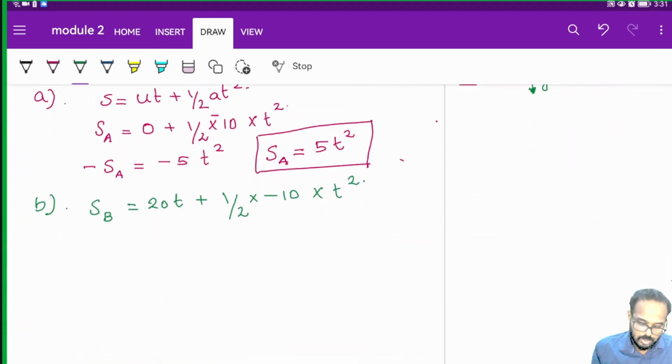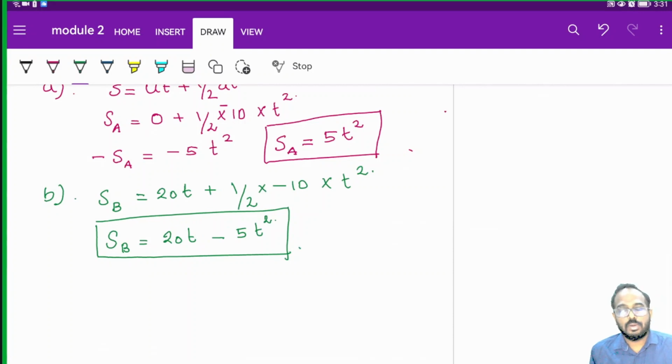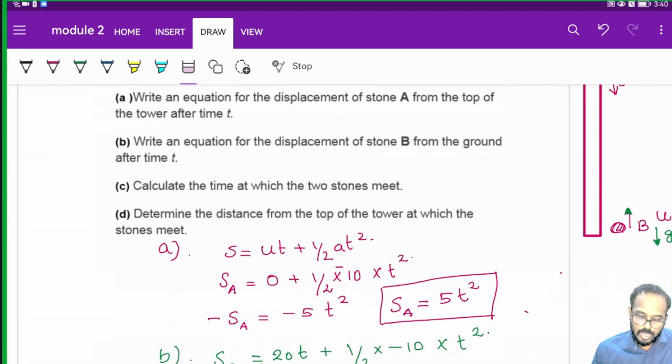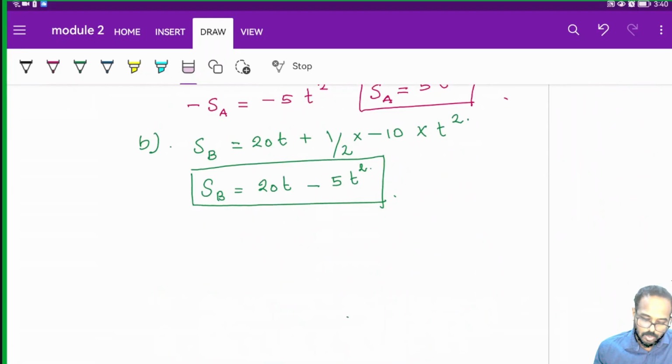So what is the equation? The equation of SB will be equal to 20t minus 5t square. So this is the displacement expression. At any time, okay? After time t, if you put 10 seconds, you will get the position of the particle. Okay, let's do the C part. Next is calculate the time at which the two stones meet. You need to find out the time at which the two stones meet.